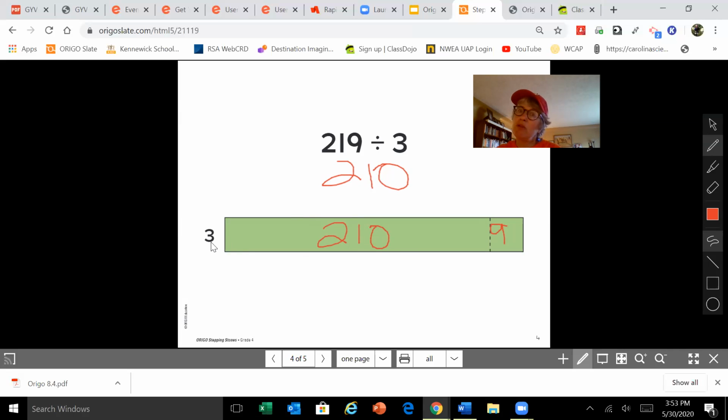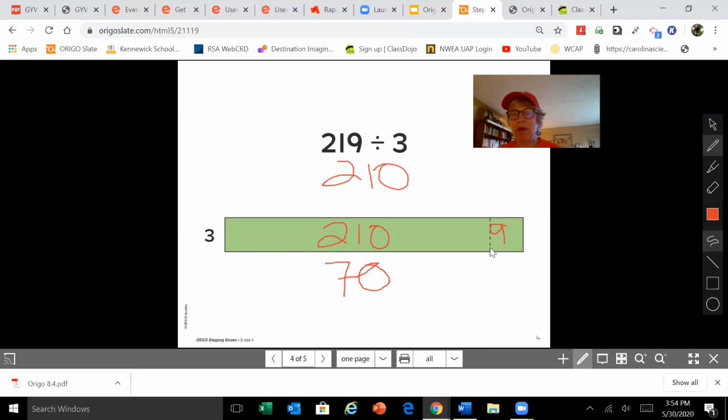So I'm gonna, again, do what I know with numbers. I know that 3 times 7 equals 21. So I'm gonna put that right there. But again, it's not going into 21, it's going into 210. So therefore, 3 times what equals 210? Well, 3 times 70 equals 210.